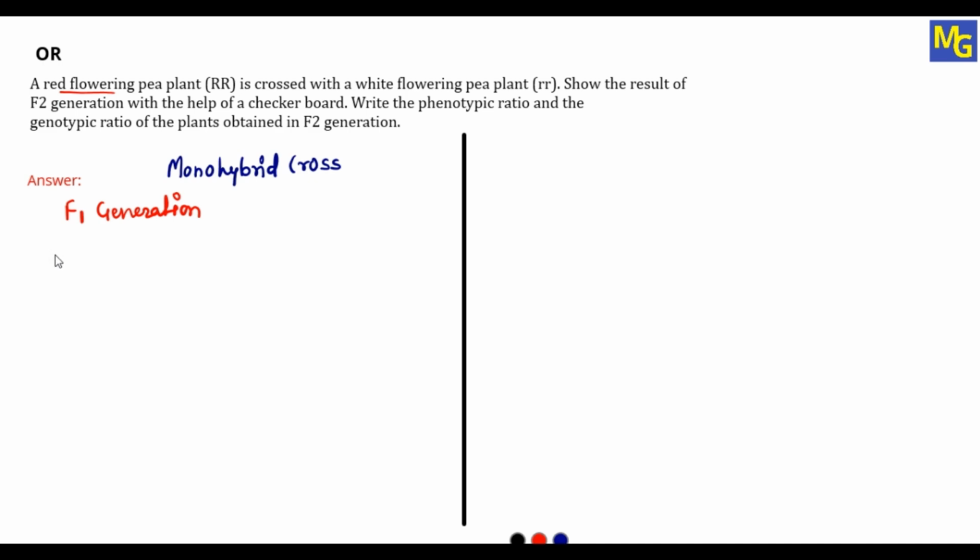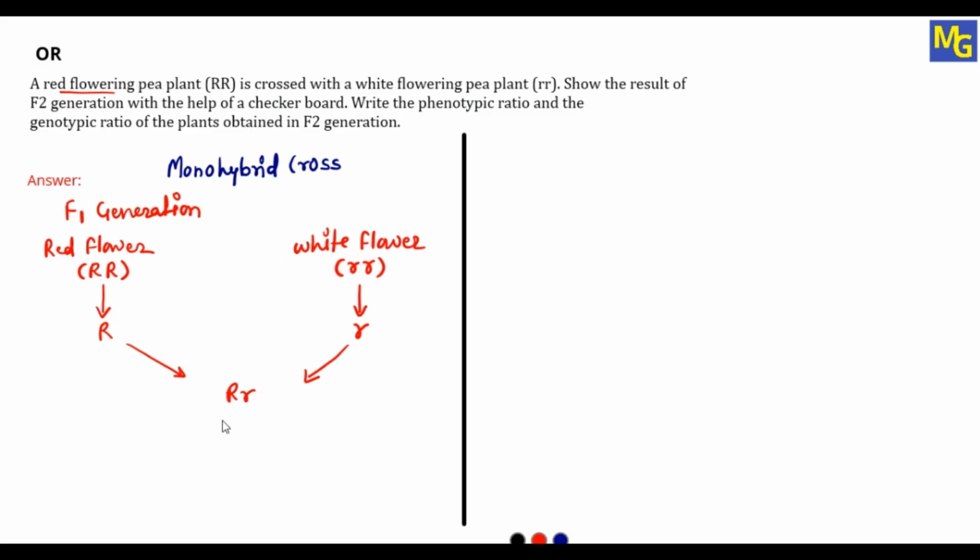We have taken the red flowering plant first. So I'll write red flower. For the red flower, the genes are capital R, capital R, it is homozygous. Then we have the white flower. So I'll write it here, white flower. And for this we have small r, small r. This is also homozygous. But capital R is dominant and small r is recessive. So now write down the genes, R. Here we will get small r. Both are crossed and we will get capital R and small r in our F1 generation.